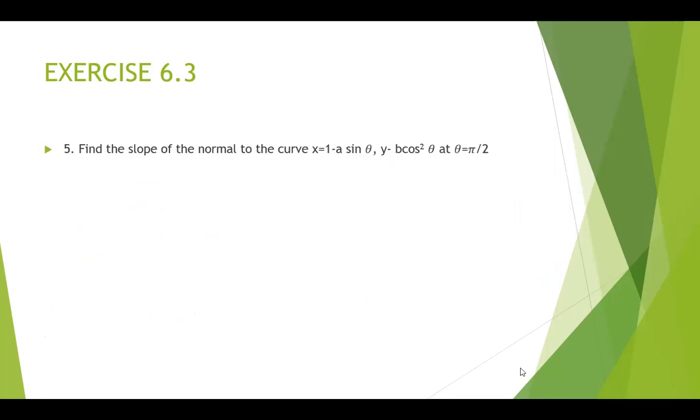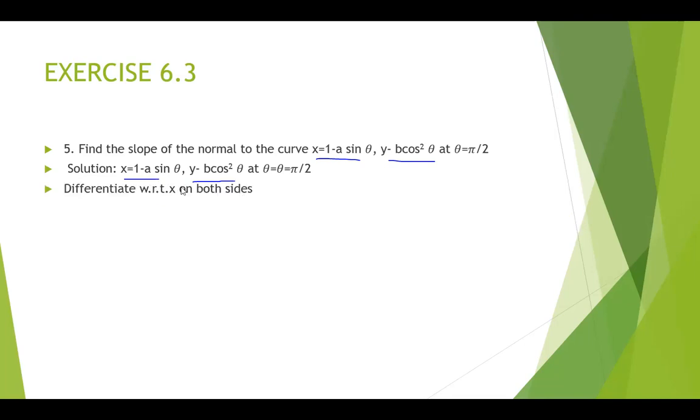Now, I have considered one more example in the parametric form only. Find the slope of the normal to the curve at theta equal to pi by 2. Similar to the previous example, I consider the equation as it is in the parametric form. Differentiate with respect to theta on both sides for both the equations. dx upon d theta is 1 minus a sine theta; the derivative of 1 is 0, minus a as it is, derivative of sine theta is cos theta.